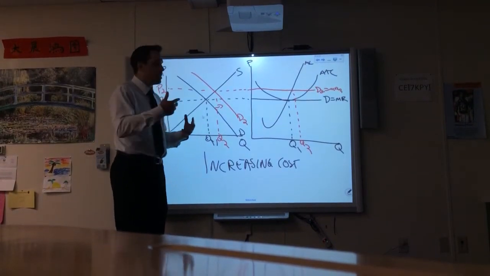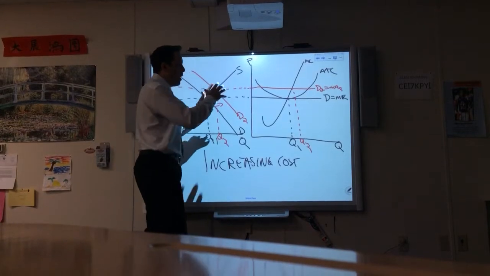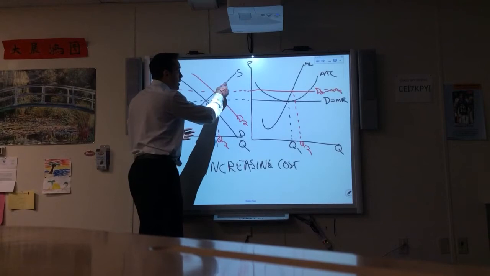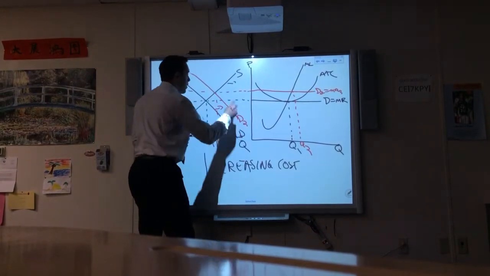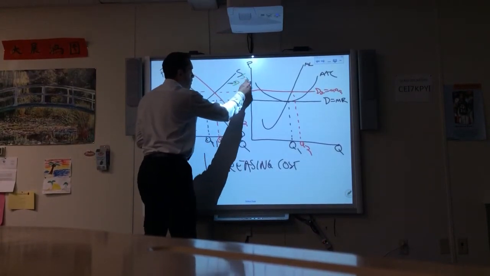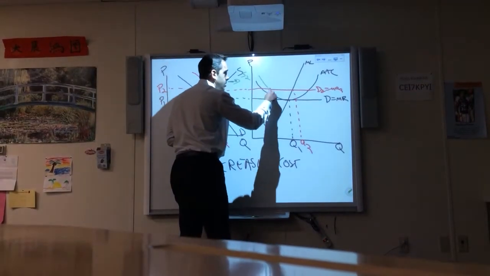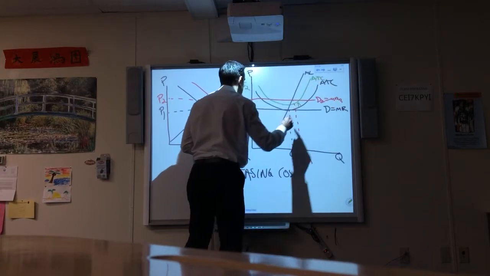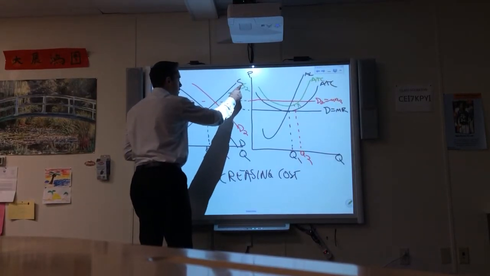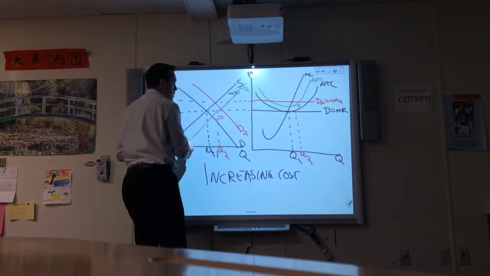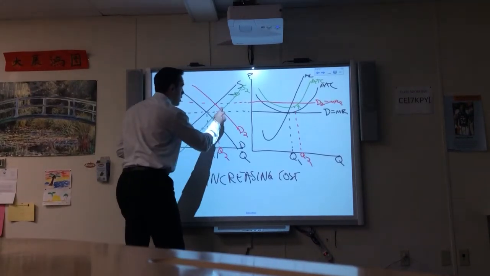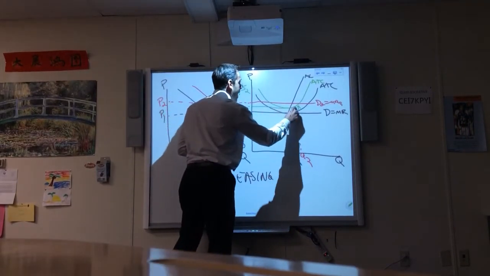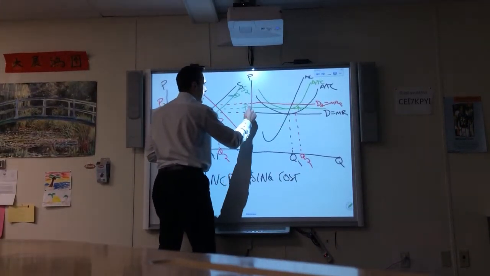But there are a bunch of industries that will fall under this category. So as firms enter, supply is going to shift to the right, and I'll use green here. As supply shifts to the right, the average total cost curve is going to start increasing. So as supply shifts, my average total cost is increasing.